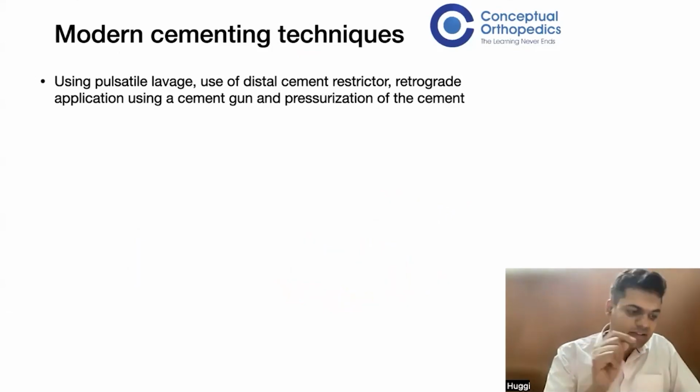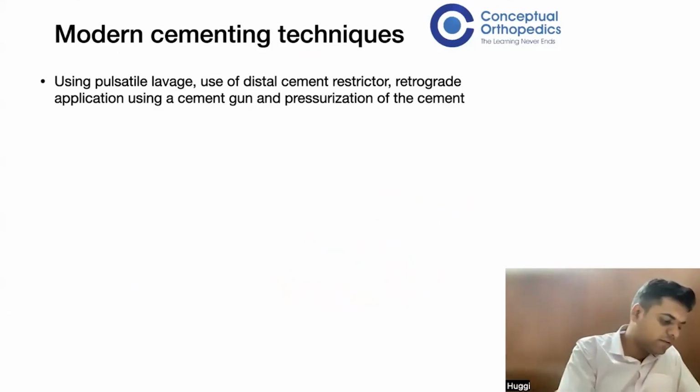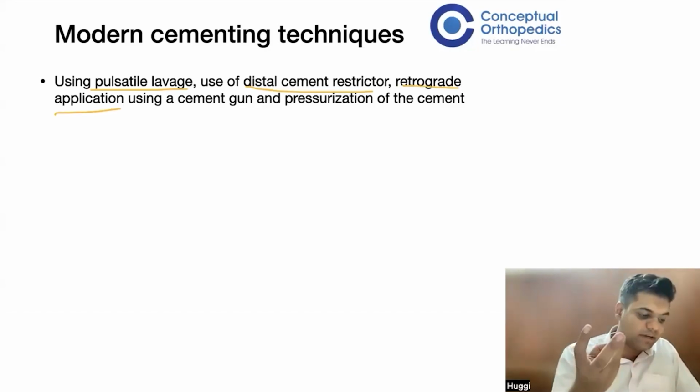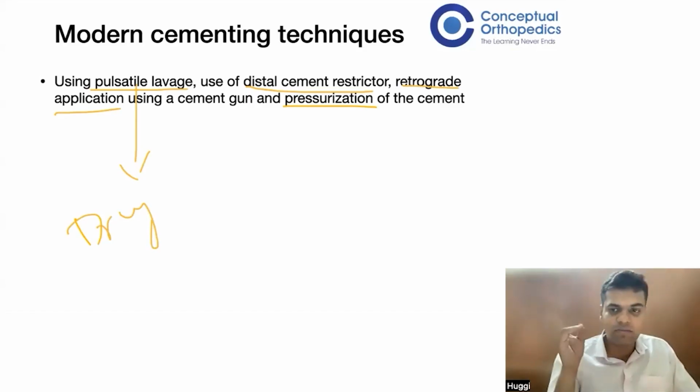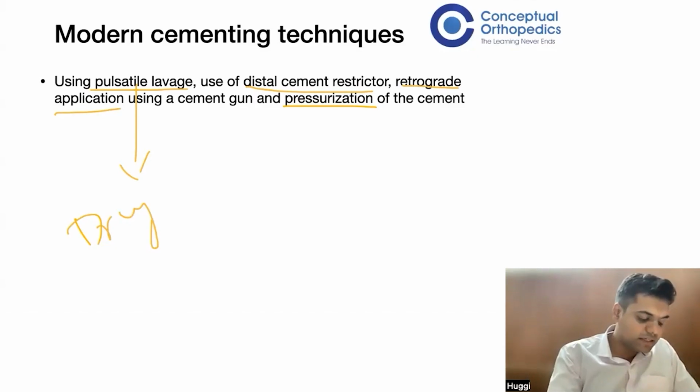Before moving on, just a single slide on this. What are the modern cementing techniques we know? We know pulsatile lavage. We know cement restrictors. We know using a retrograde technique, that is using a cement gun, and pressurization. Pulsatile lavage is done to dry the bone, to get better interlock between your cement and the cancellous bone. Distal cement restrictor is used.